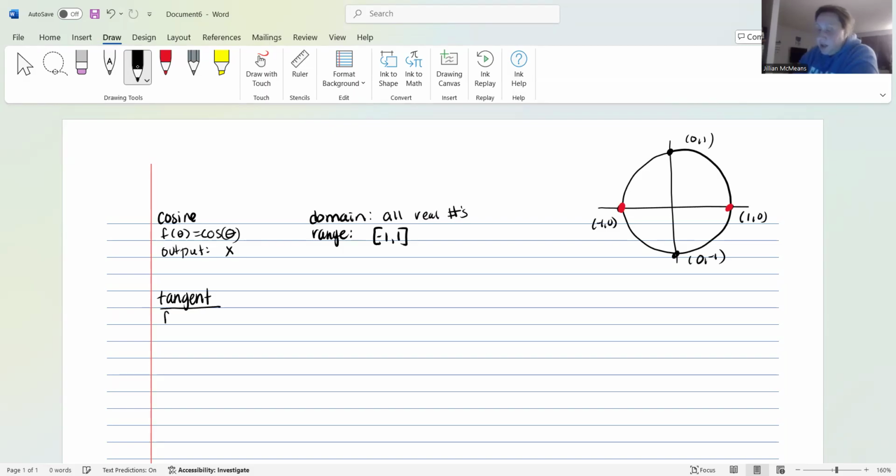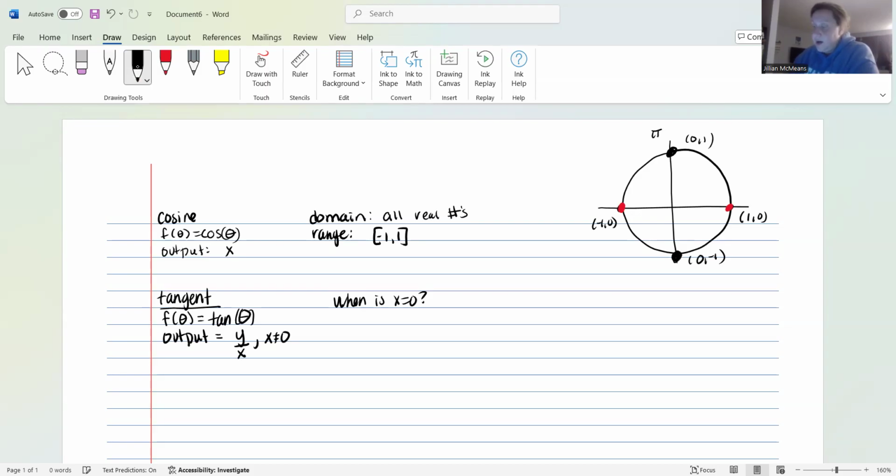So we know that tangent can be written in function notation as f of theta equals tan theta. The input value is some angle theta, and the output value is a very specific ratio. We know that tangent is sine divided by cosine. So if we're talking about points on the unit circle, it would be y over x as long as x is not equal to 0. So when it comes to the domain, we have to ask ourselves, when is x equal to 0? Well, x equals 0 here and here.